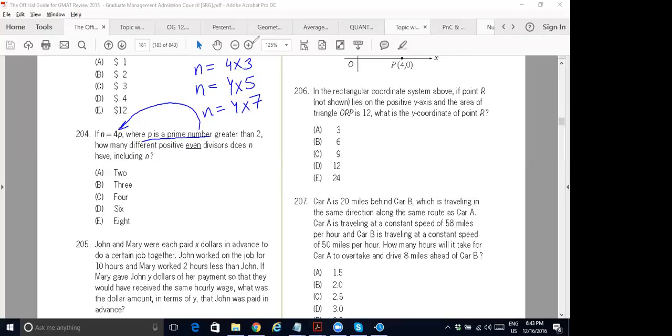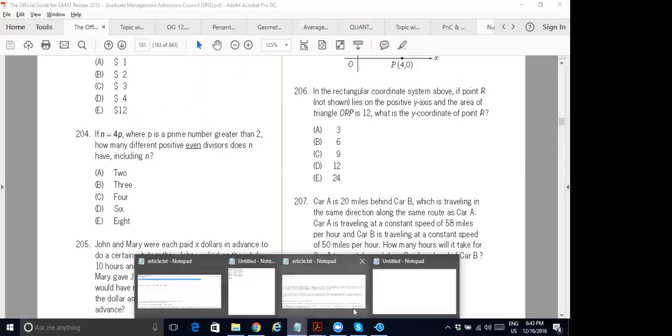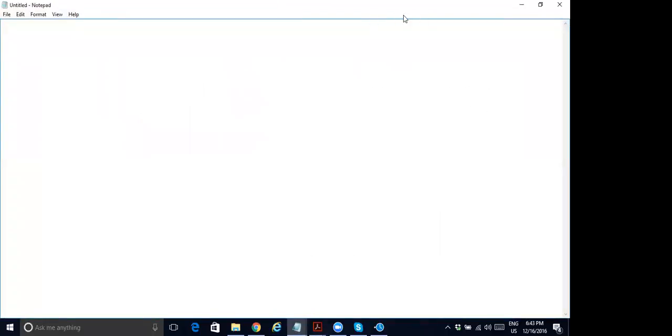Does it make sense? Okay. Now the next is different types of sequences that are given, AP and GP.